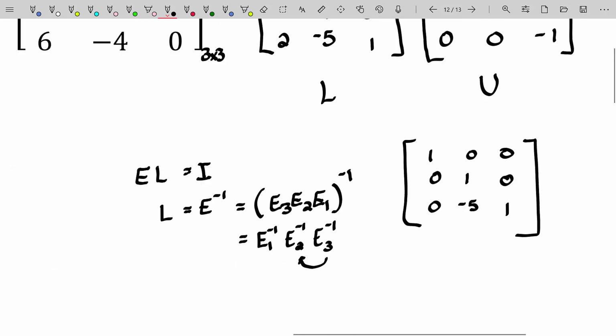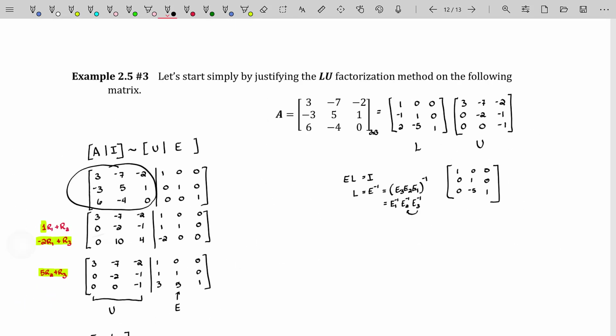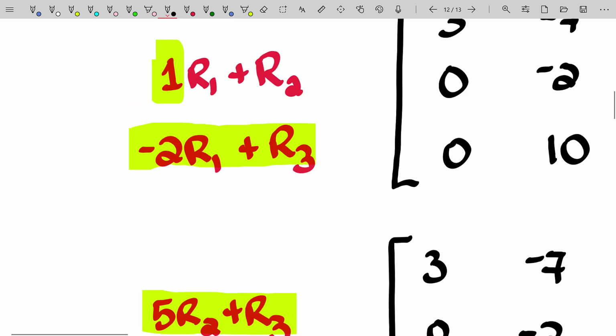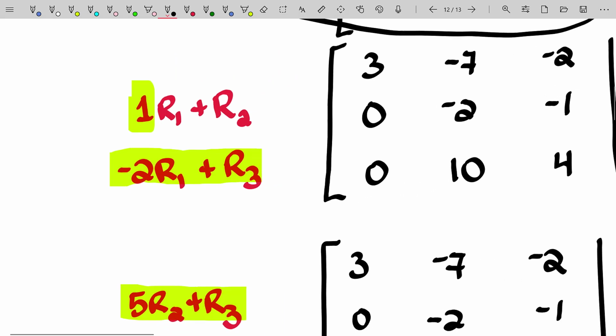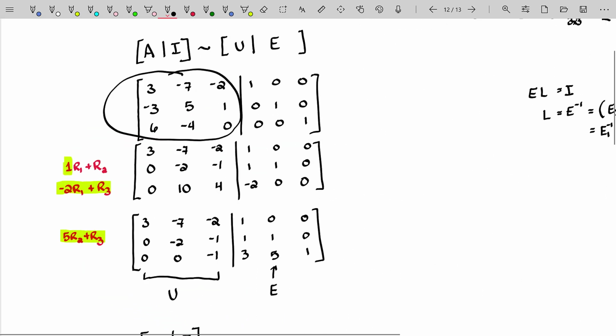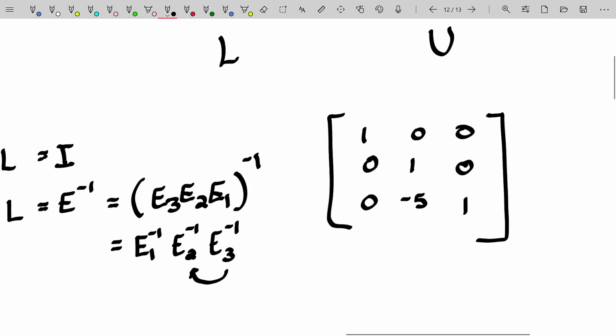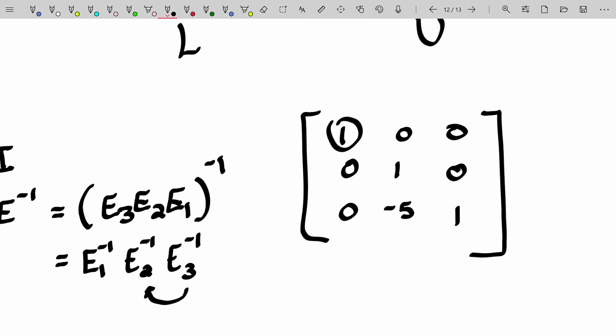And that next one, what was E2? Well, E2, we took -2 row 1 and added it to row 3. The opposite of that would be taking twice row 1 and adding it to row 3. So twice row 1, adding it to row 3. Well, twice all of this, adding it to row 3, this just becomes a 2.